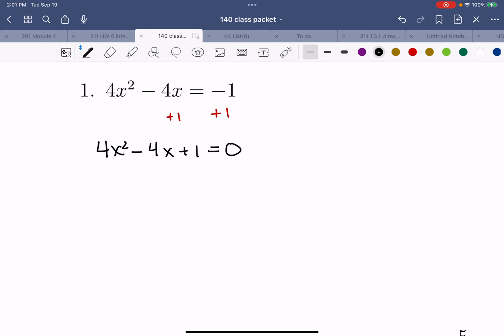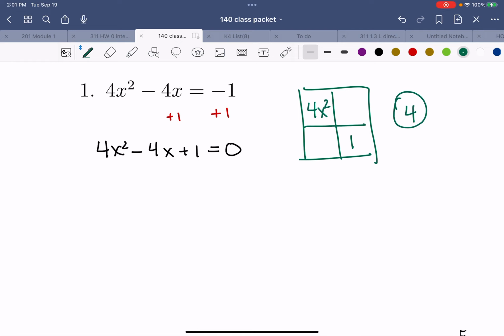And now I'm looking for my box and circle here. Okay, so I'm going to go to my box. And I'm going to put my 4x squared up here and my 1 here. And so the 4 is the magic number in my circle. So I'm looking for factors of 4 that add to my middle number, which is negative 4x. And so I think negative 2 and negative 2 was going to work for me. So if I put negative 2x here and negative 2x here, when I add them, it's negative 4. When I multiply them, it's positive 4.